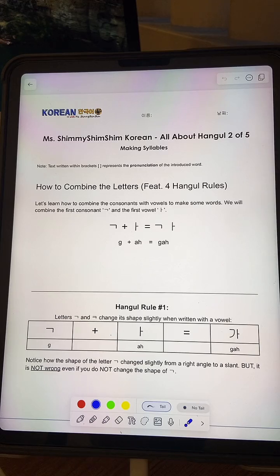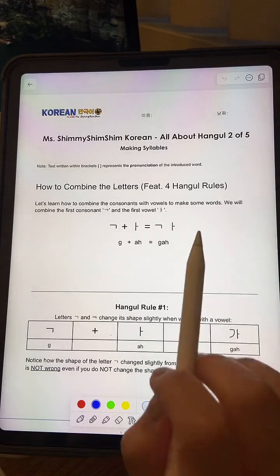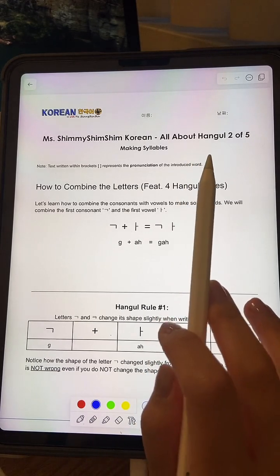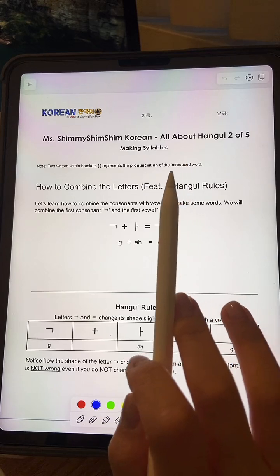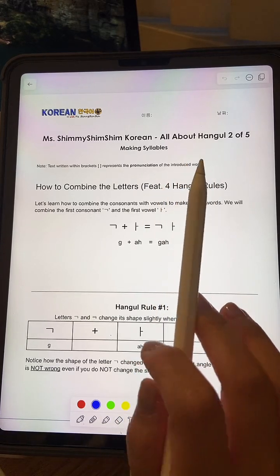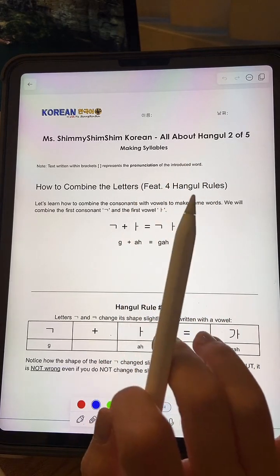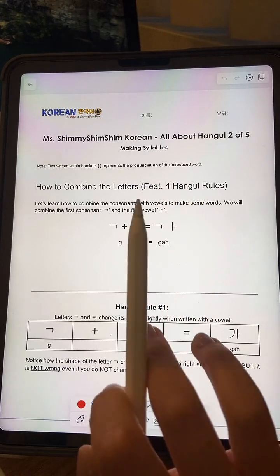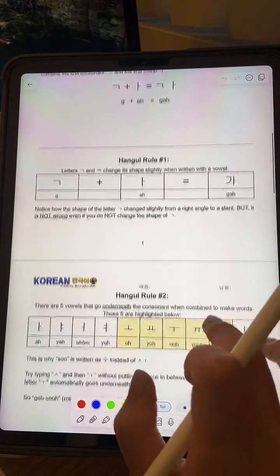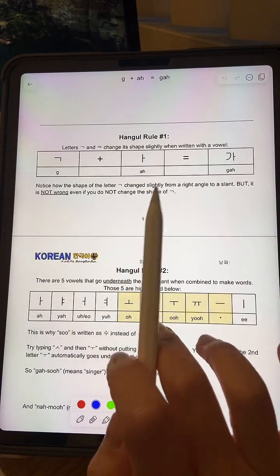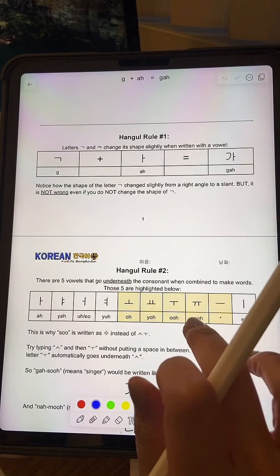Alright, 안녕하세요. So if you are here to learn Hangul, today is day 2 of 5 of All About Hangul. Hangul means the Korean alphabet. We learned yesterday that Hangul was created by King Sejong the Great, and we learned the 10 vowels and the 14 consonants. Today we're going to be talking about how to combine the letters, learning the first Hangul rule, which is when the shape changes a little bit.